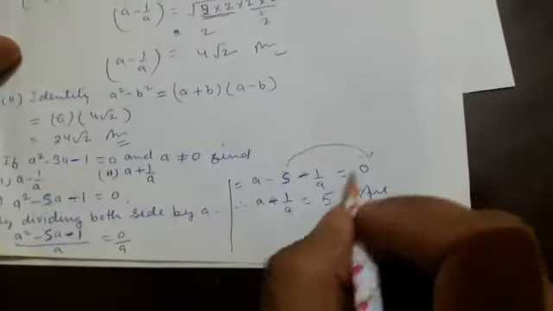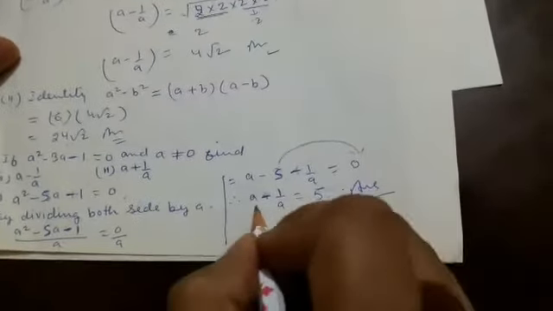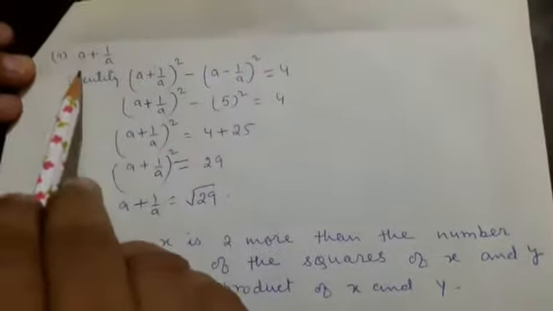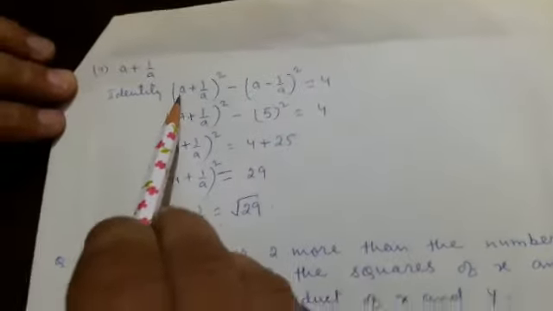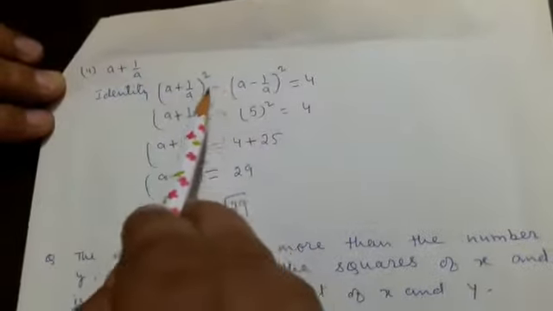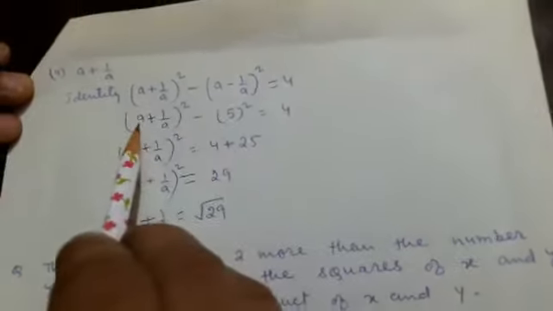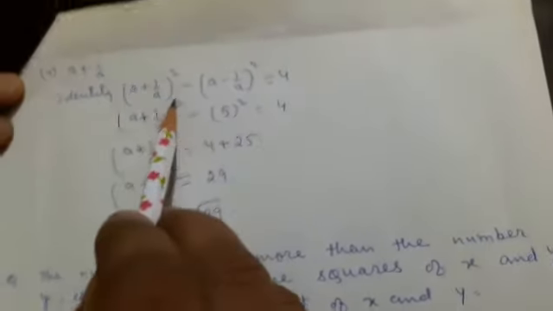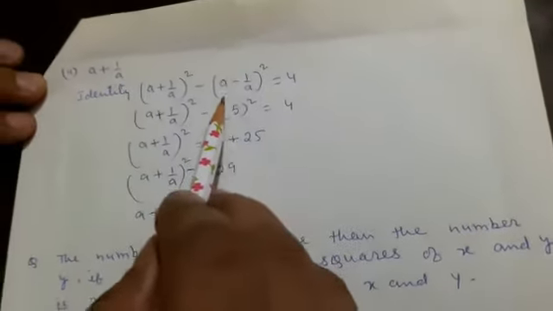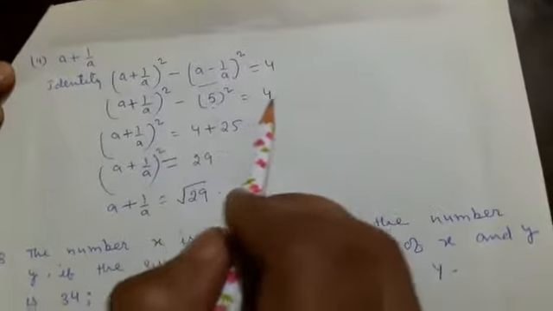Now a minus 1 by a, here we will substitute this one, it will become plus 5. So a minus 1 by a is equal to 5. This will be our answer. Now second part, a plus 1 by a. Identity will apply: (a plus 1 by a) whole square minus (a minus 1 by a) whole square is equal to 4. Now (a plus 1 by a) whole square minus this value is given, 5 square, is equal to 4.